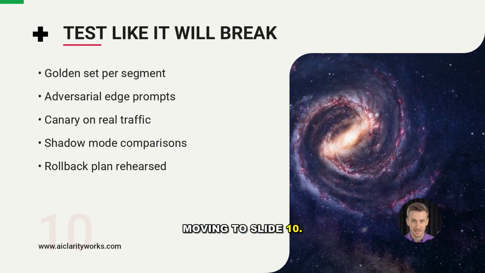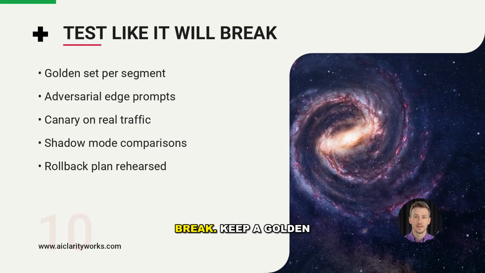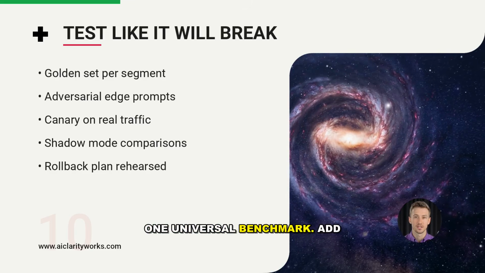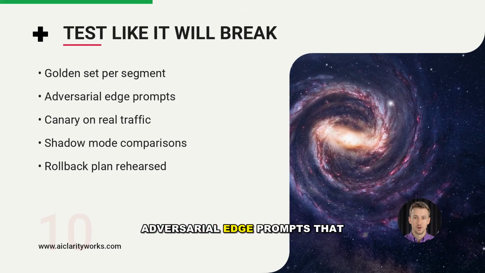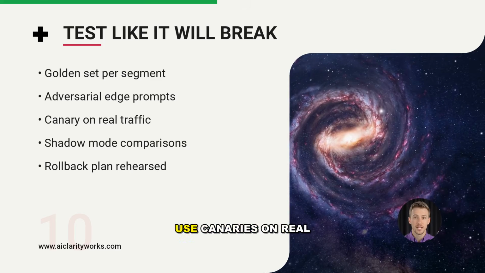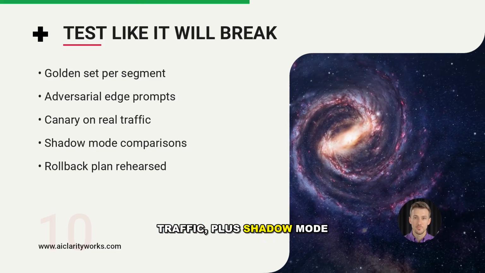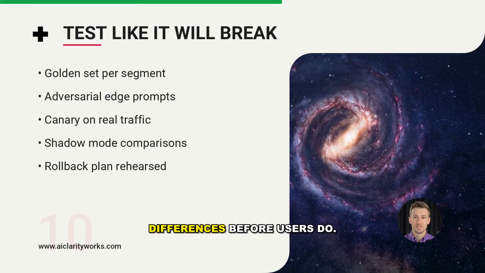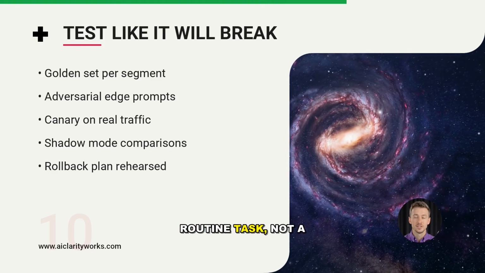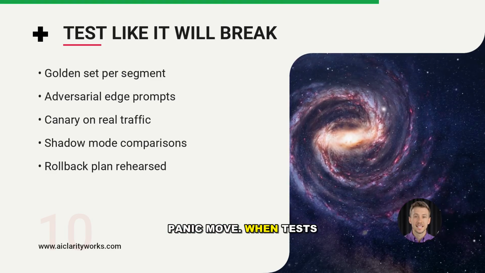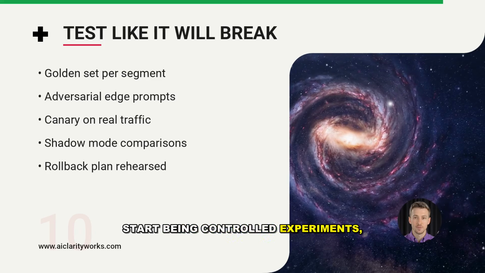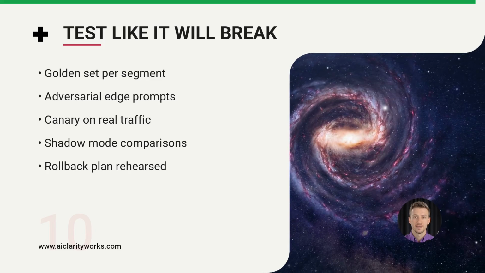Moving to slide 10. Test like it will break. Keep a golden set per segment, not one universal benchmark. Add adversarial edge prompts that mirror how users actually try to bypass rules. Use canaries on real traffic, plus shadow mode comparisons, so you see differences before users do. Rehearse rollback like a routine task, not a panic move. When tests assume failure, releases stop being bets and start being controlled experiments humans can actually rely on.